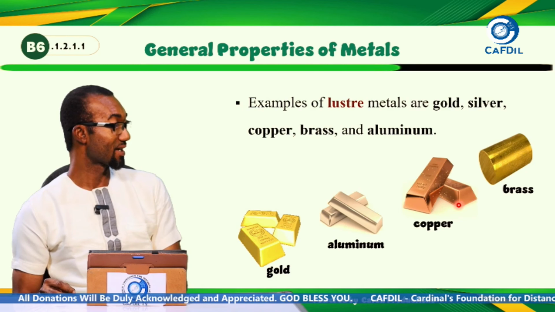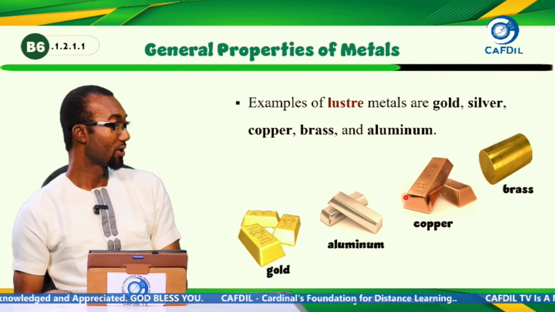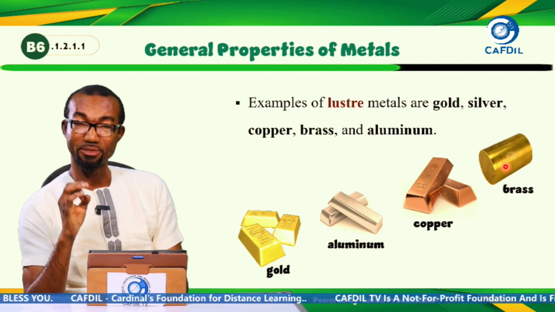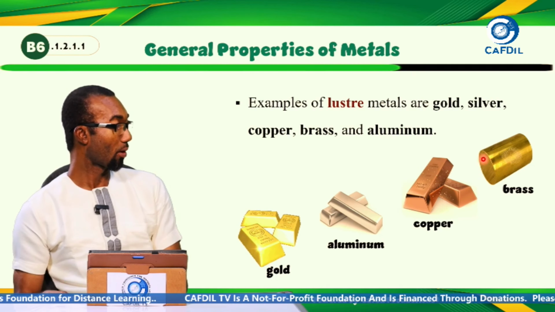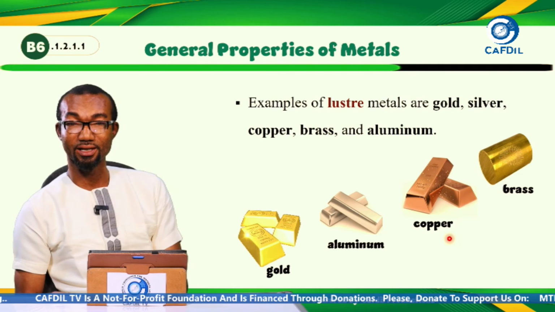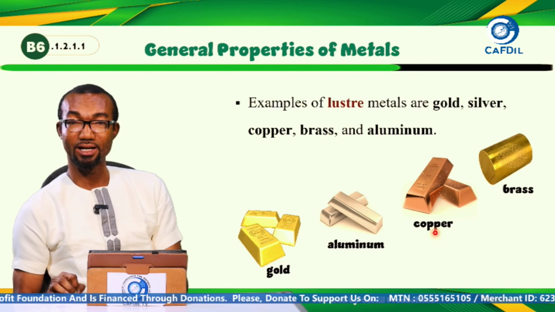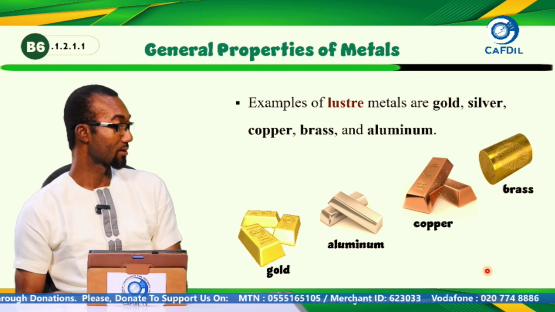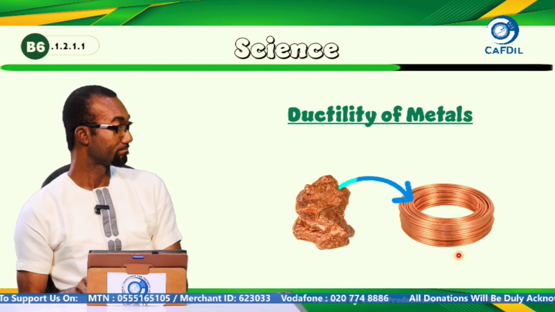So let's look at some of the examples of luster metals. We have gold, aluminium, copper, and brass. They are all shiny metals. And we call it luster as their property. So when you hear luster as a property of metal, we are talking about the shining property of metals. Then let's go to ductility.